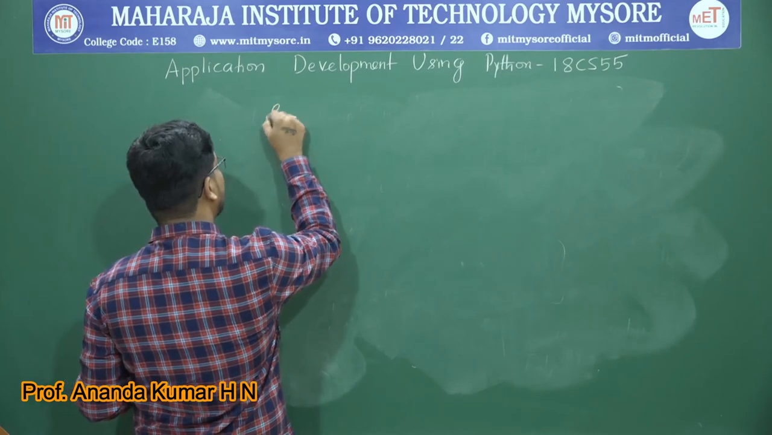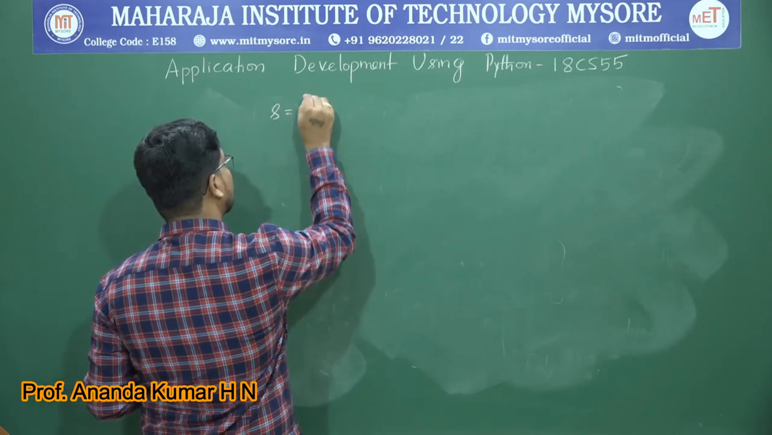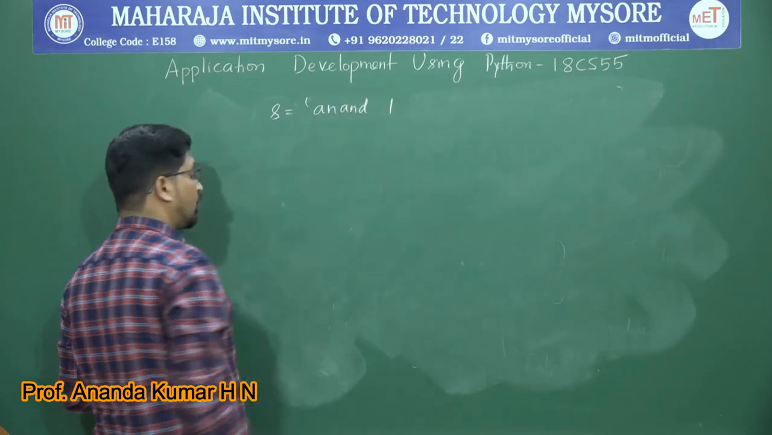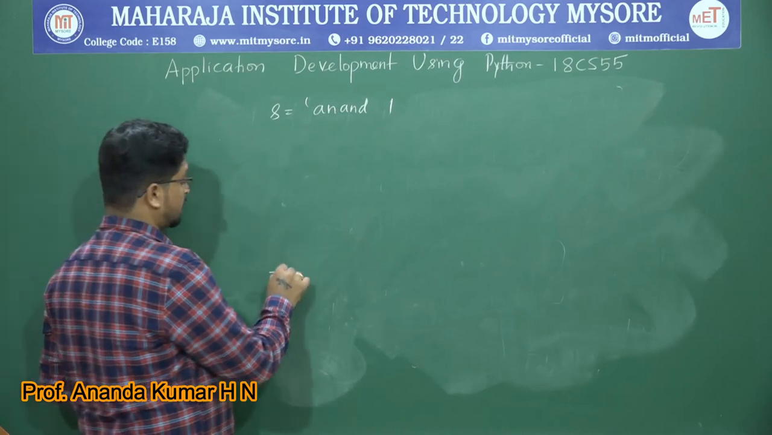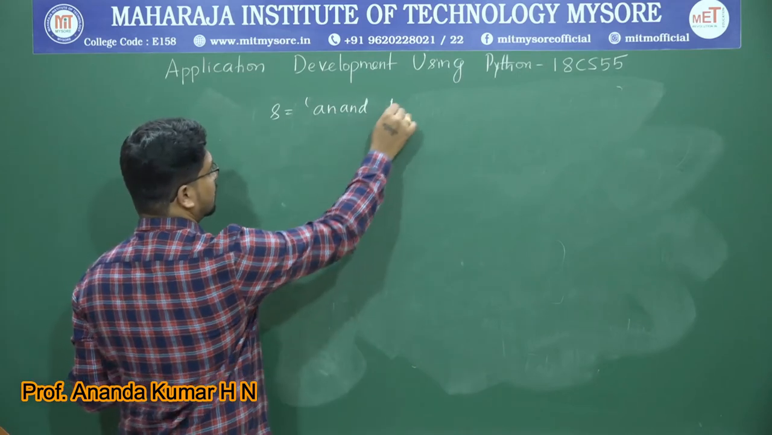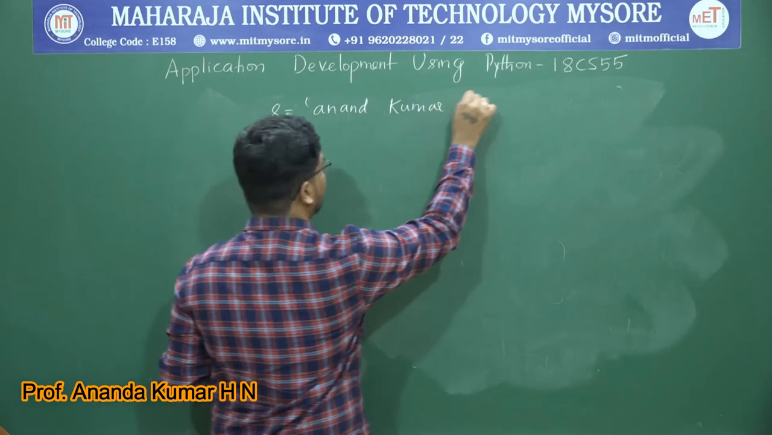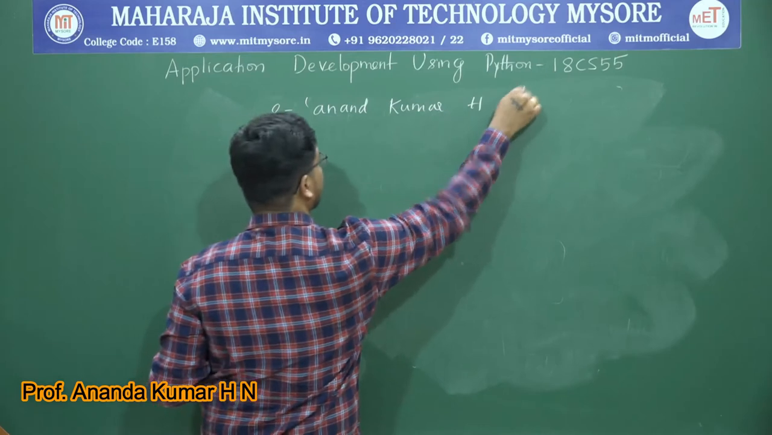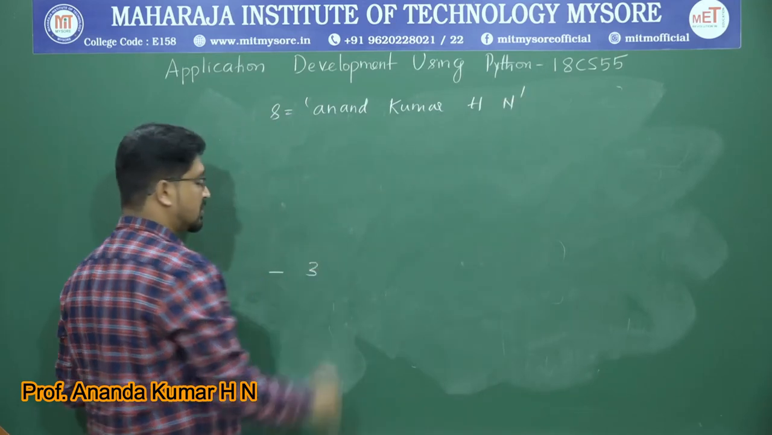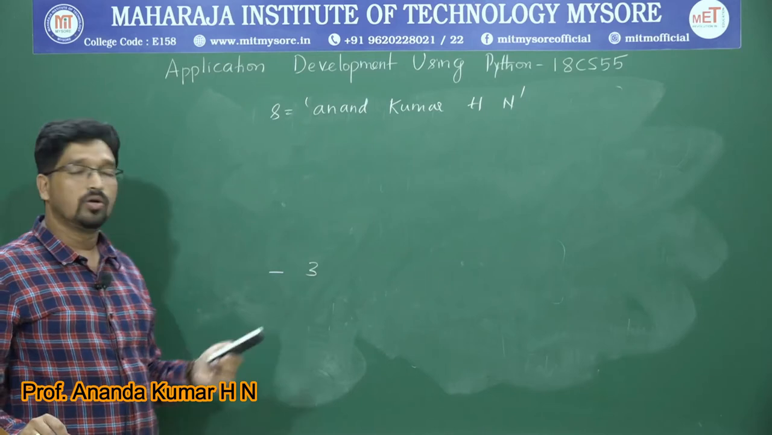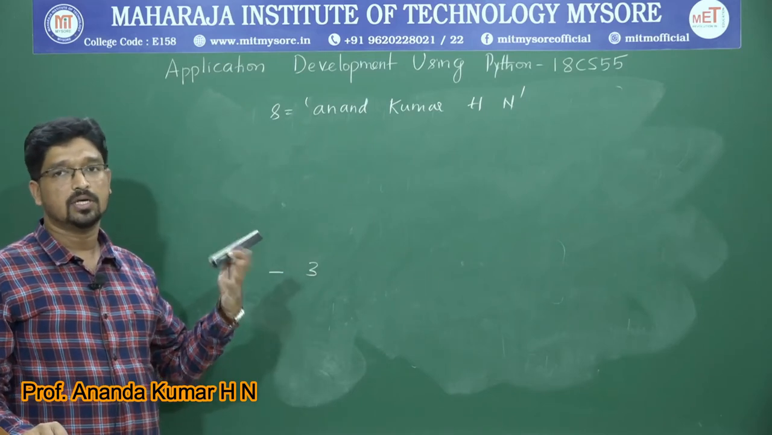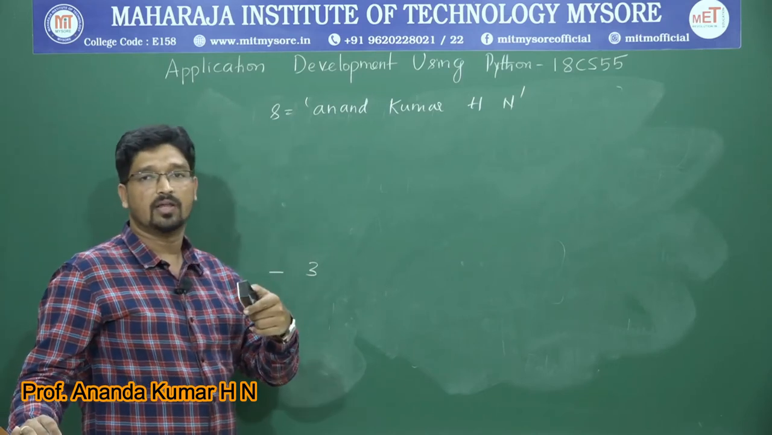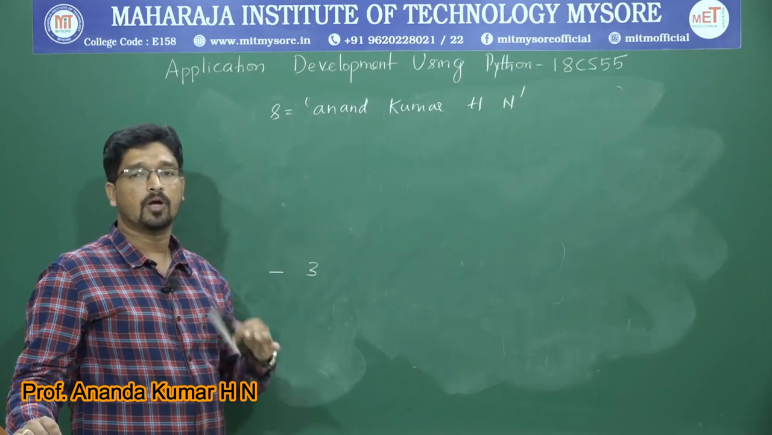Let us consider string s equal to, let us say, Ananda. Then we have missed one more character. There is a space. Space occurs how many times? So Ananda Kumar H space N. If I write like this, 1, 2, 3, 3 spaces. So the space also gets counted. So you will say space is 3 times. If you want to remove spaces, we have a special function to remove special characters and punctuation.